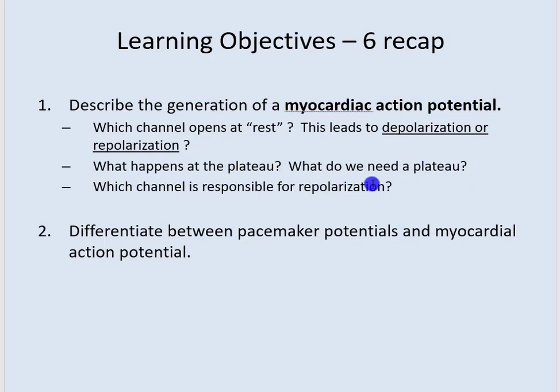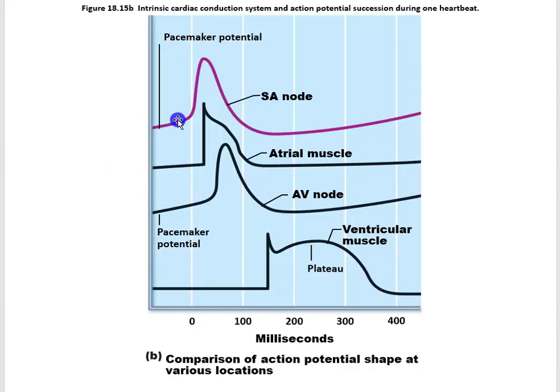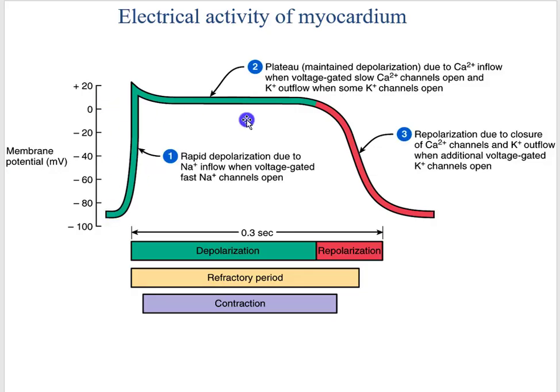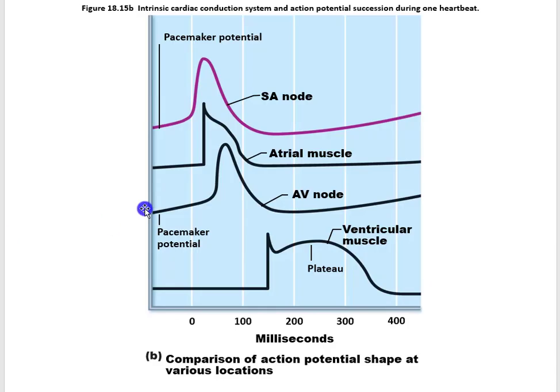Which channel is responsible for repolarization? Those would be voltage-gated potassium channels. Differentiate between pacemaker potentials, which we looked at right over here, and myocardial action potentials, which we looked at right over here. Or you can look at the difference on the same plot. There are your pacemaker potentials. This is the ventricular myocardial action potential. You can see they look very different.